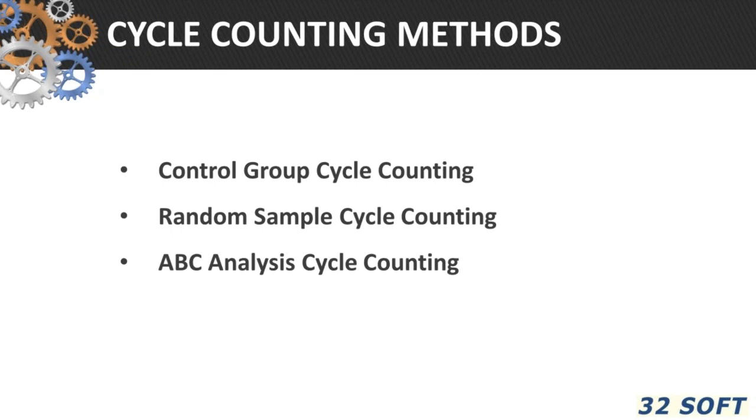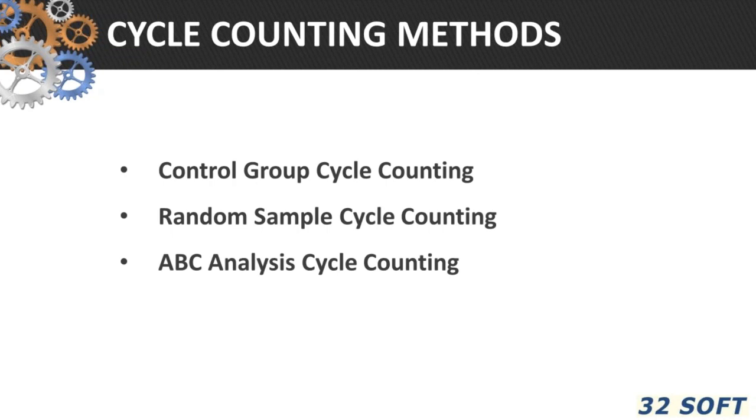Random sample cycle counting is when the number of items to be counted is chosen at random. The count can be performed each day or so that a large percentage of the items in the warehouse is counted in a reasonable period. ABC analysis cycle counting is an alternative to random sample counting.